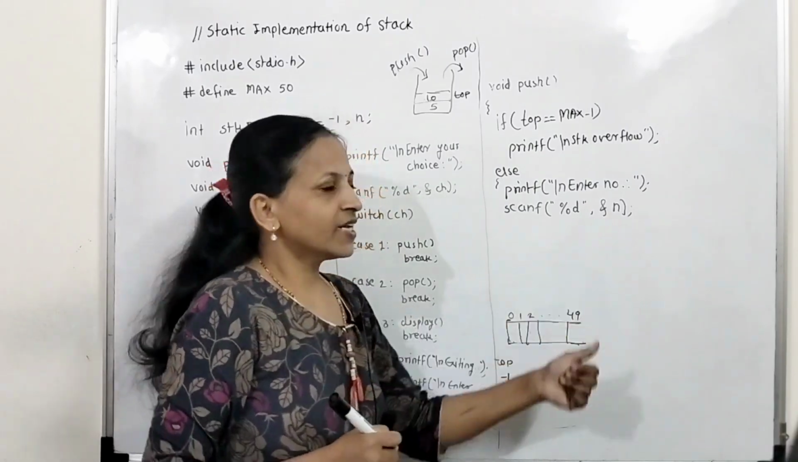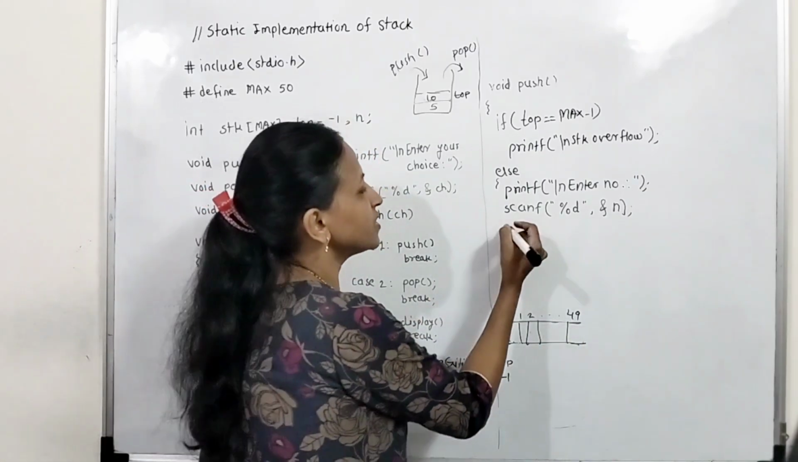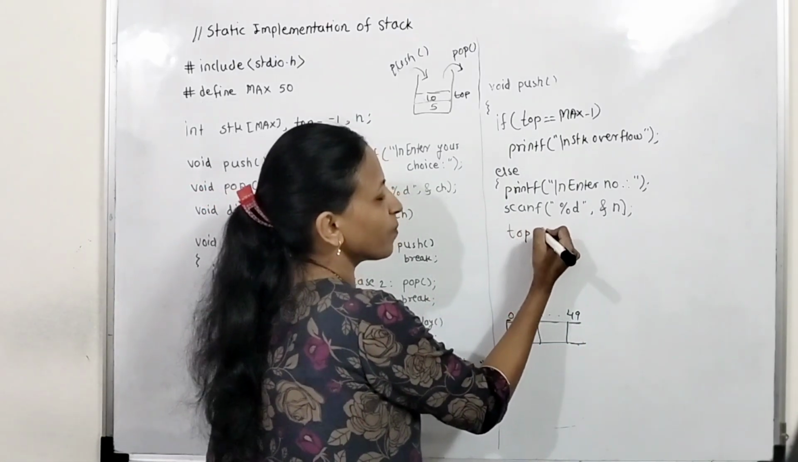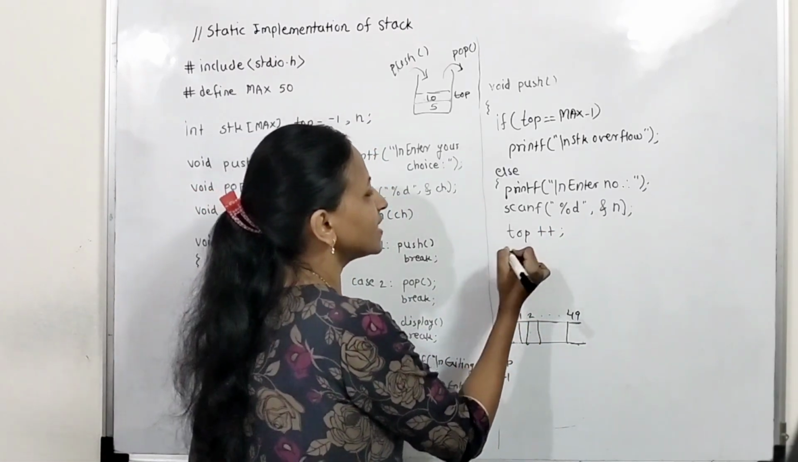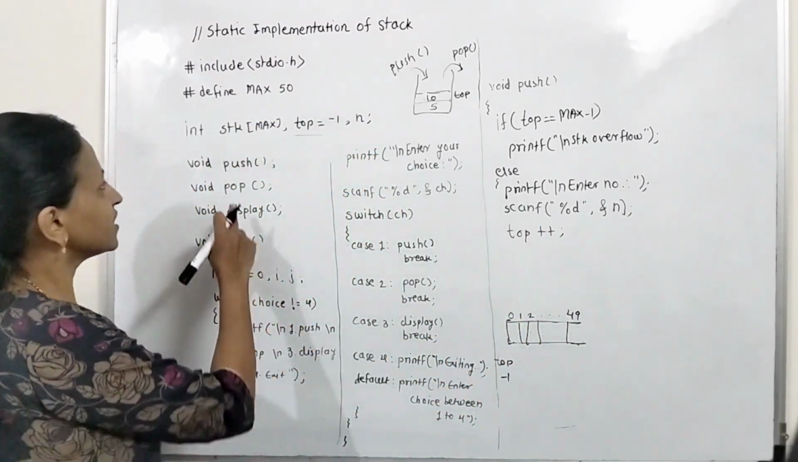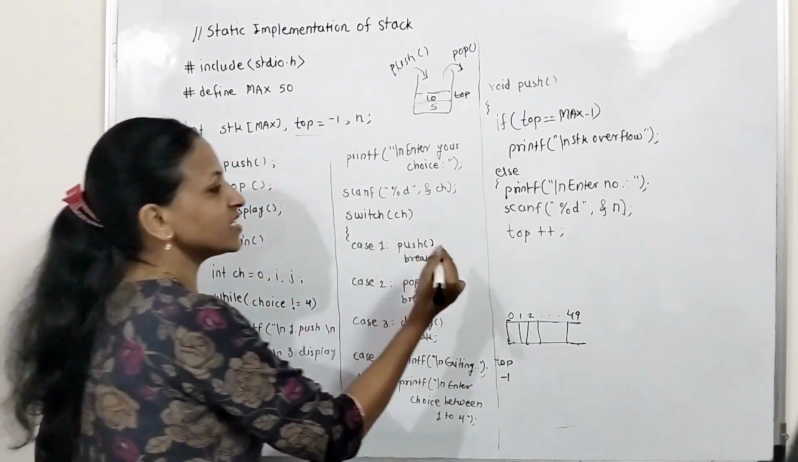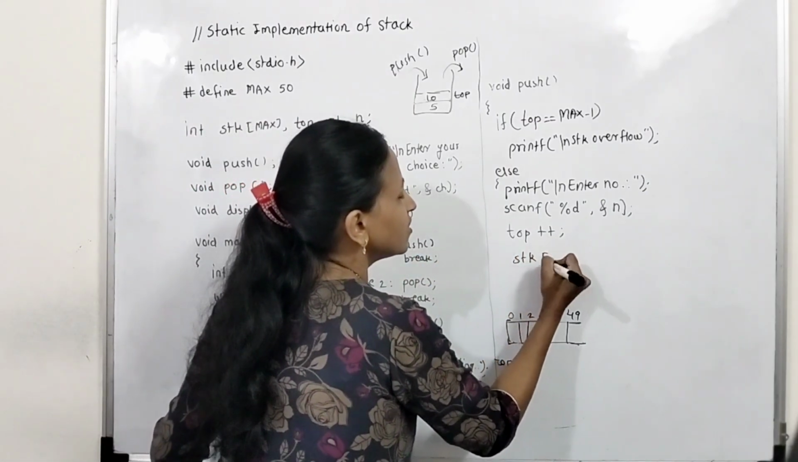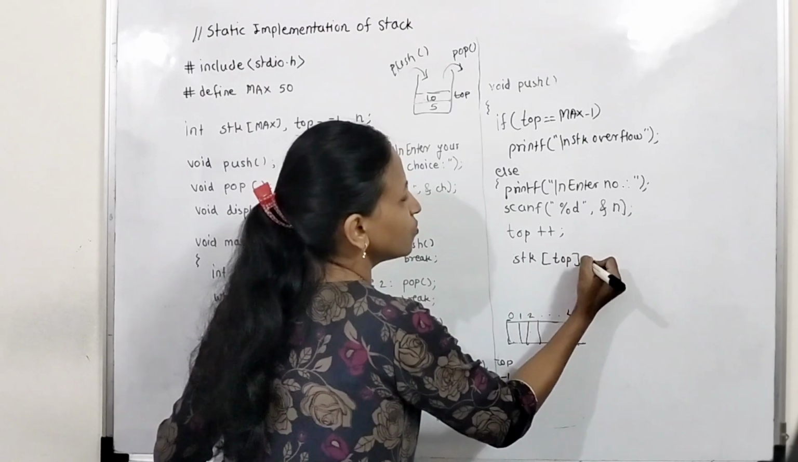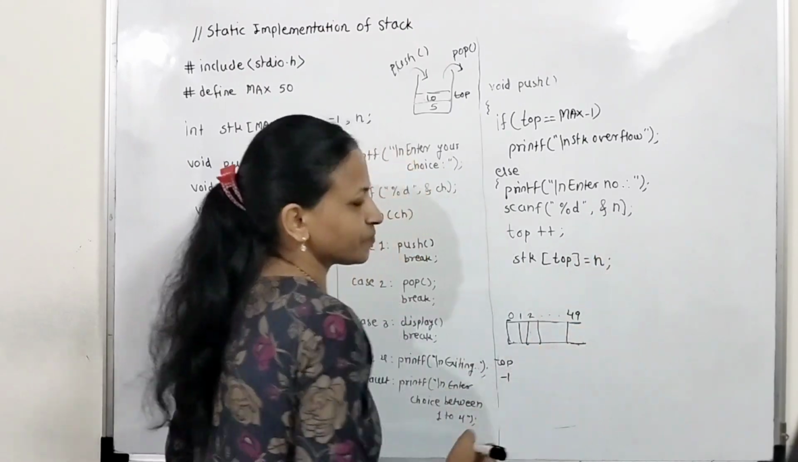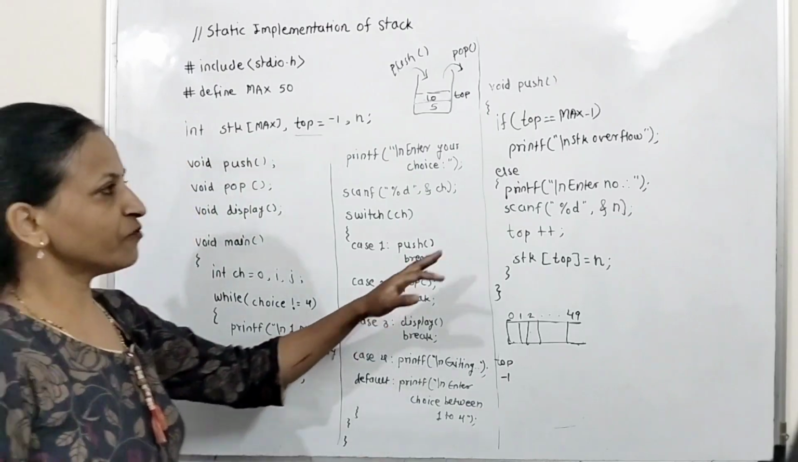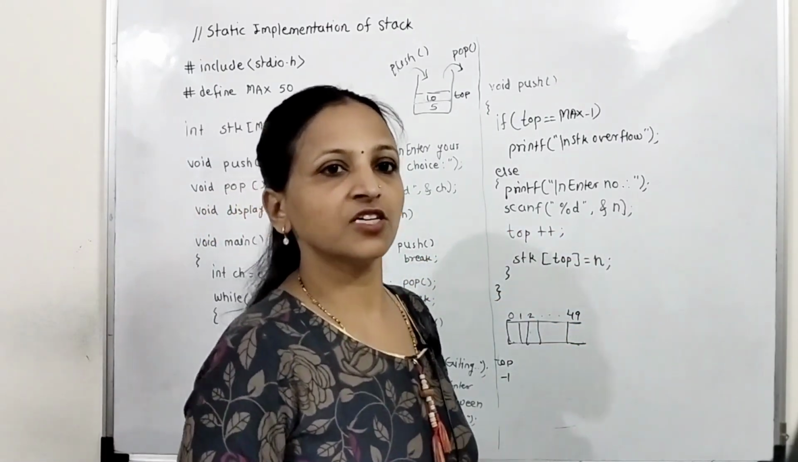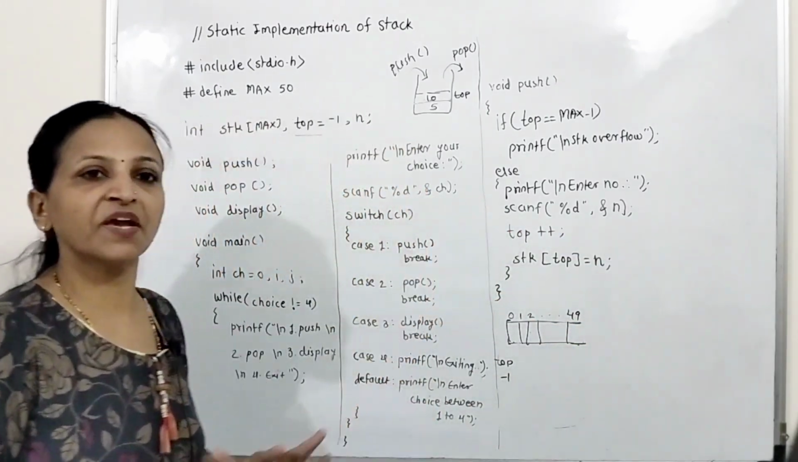Now that n element we have to push into the stack. First just increment the top. Here you can write top equal to top plus 1 or top plus plus, both are same, and at that top place we have to insert the element in this stack, like stk of top is equal to that element, that is n. Getting? This is just a push operation. And now before explaining other functions, I am first explaining this main function.